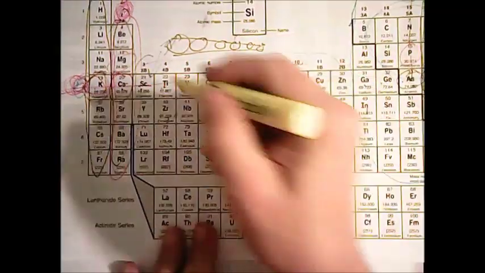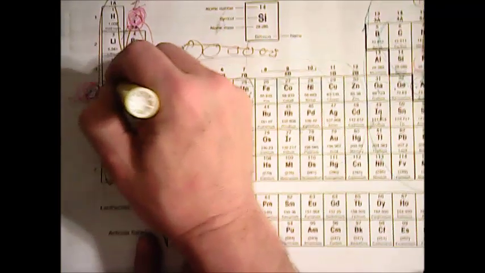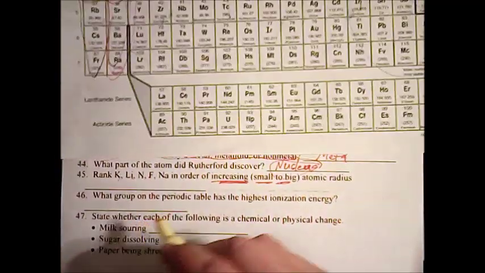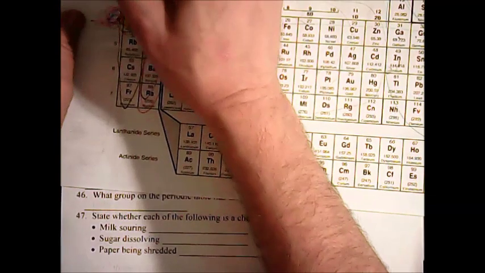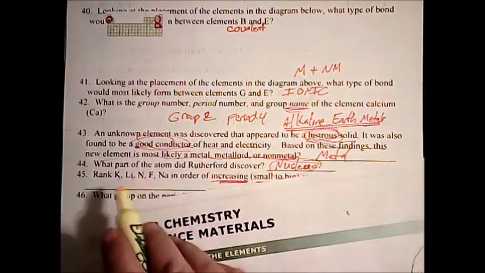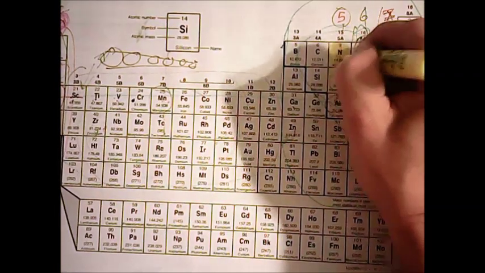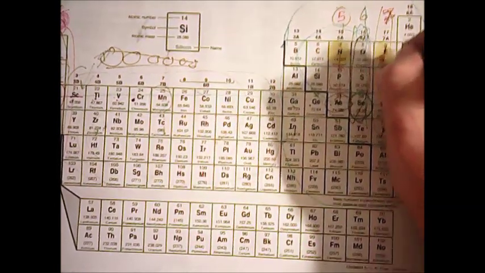Okay, here we go. So this is good. So I've got K, and I've got Li, which is way up here, and I've got N, F, and Na. So Na, and over here I've got N, and I've got F.